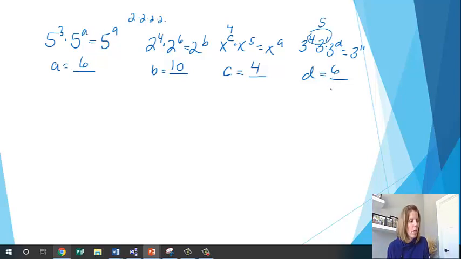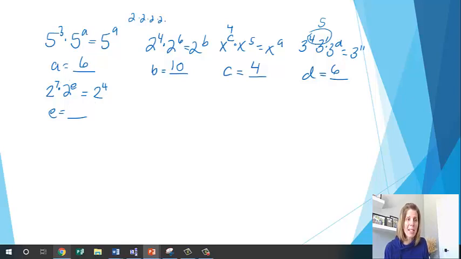So d would equal 6 in this case. And I'm actually going to do one more problem here. If I have 2 to the 7 times 2 to the e, I want to end up getting 2 to the 4. So if you look at this, this is getting us ready for the next thing that I'm going to talk about. What would my e have to be in order to get 2 to the 4?